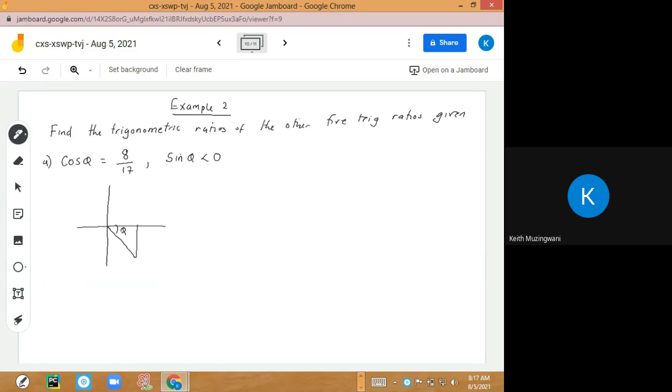Now cos is adjacent over hypotenuse. So 8, because this is 90 here, over hypotenuse, so this is 17. So what is the other side? So 17 squared minus 8 squared, then we square root. So what is 17 squared minus 8 squared?